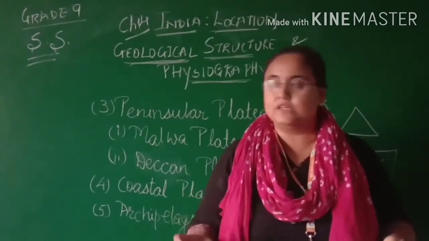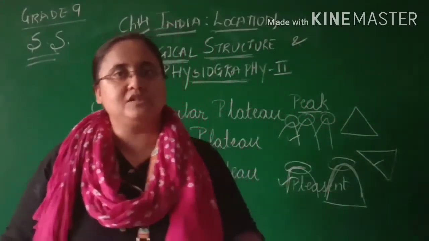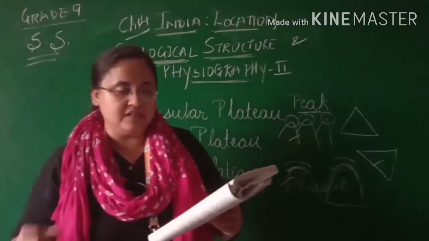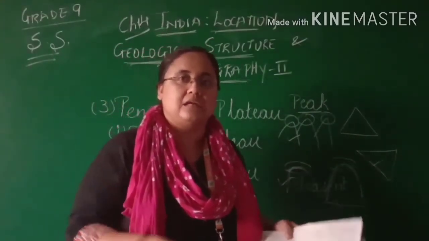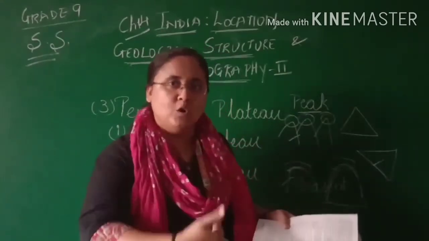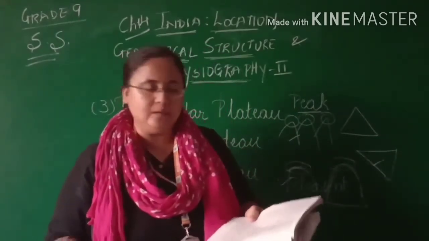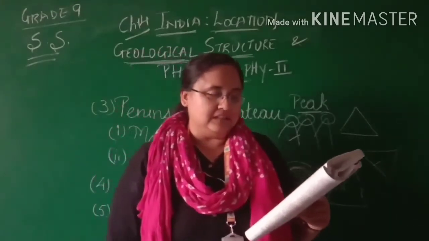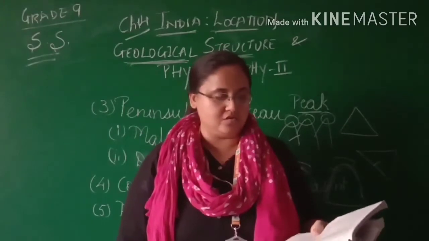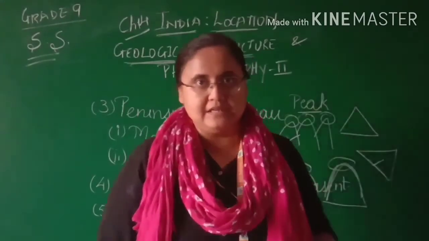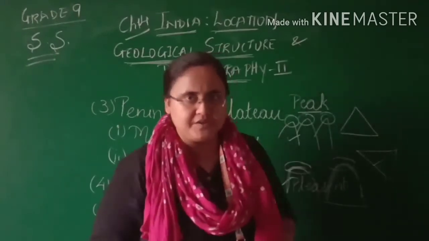I hope this particular point is quite clear to you, and this question can be asked: what is the meaning of, or why is this particular plateau known as, the southern plateau? Because its slope is maximum towards the southern part, we call it the southern plateau. As it is surrounded by the sea on three sides, it is known as a peninsular plateau. I hope it is clear to you. This particular point we have discussed in the beginning of this video as well.